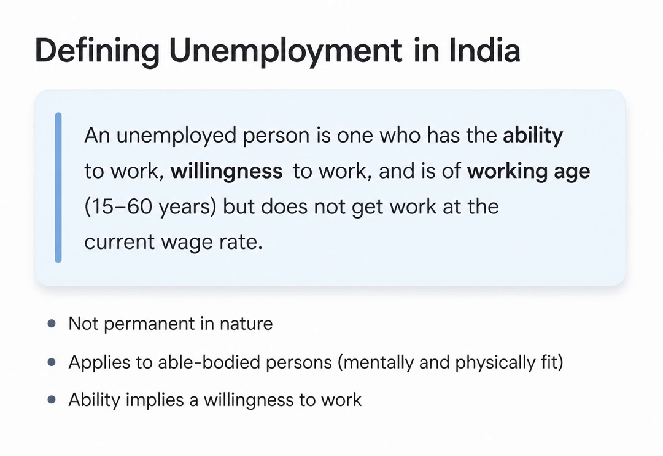What exactly is unemployment? In economics, it is not just about being without a job. An unemployed person is specifically someone who is able to work, willing to work, falls within the working age of 15 to 60 years, and is physically and mentally fit, but still cannot find a job at the prevailing wage rate. Notice that if someone simply doesn't want to work, they aren't technically classified as unemployed.